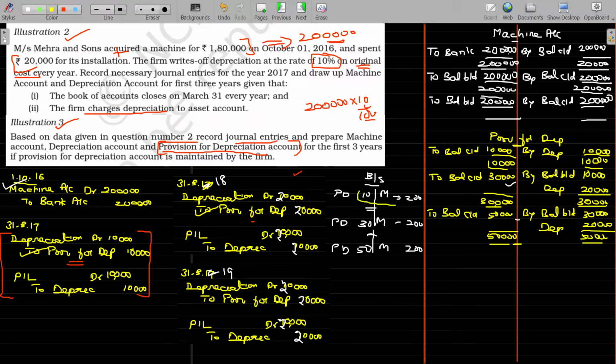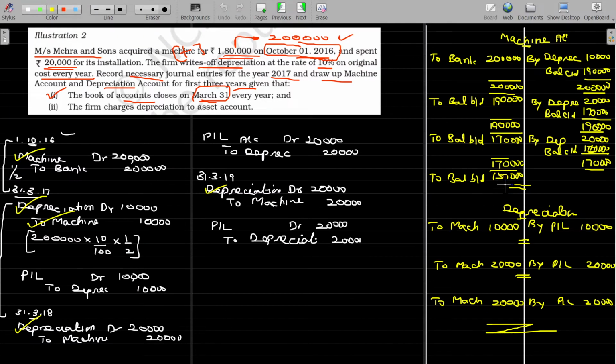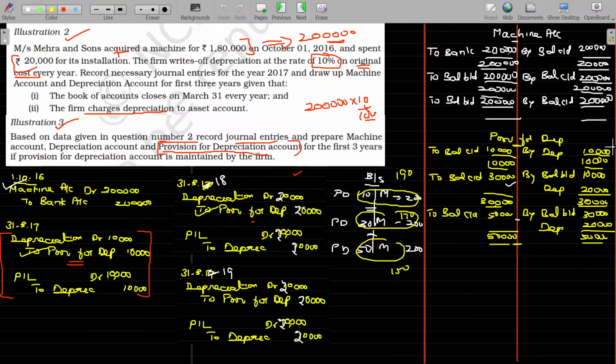And the net of this will be 190. The net of this being 170. The net of this being 150. That's the balance in the previous case. 190, 170, 150. Is that okay? You will get the same.